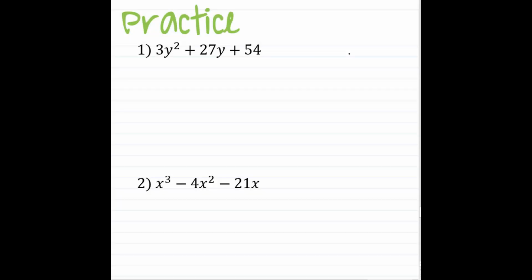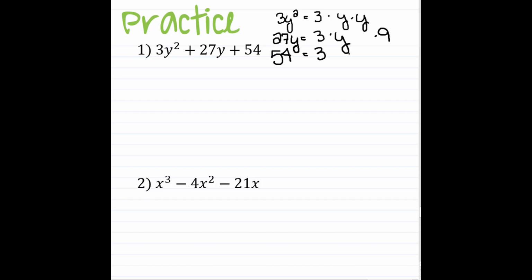Alright, let's look at these. The first thing we ask, is there a greatest common factor? So let's check. We have 3y squared, which is 3 times y times y. Then we have 27y, which is 3 times y, and then times 9. And then finally, we have 54, which is 3 times 9 times 2. The only thing we have in common is our 3. So that's going to be our greatest common factor. So let's factor that out.